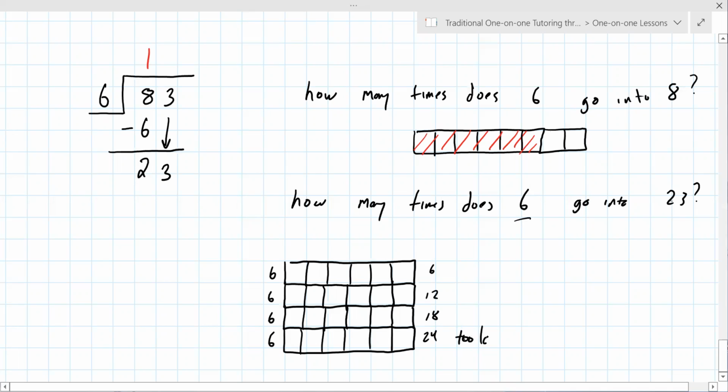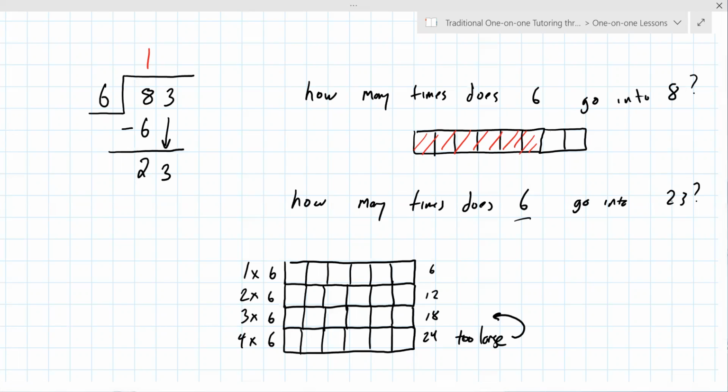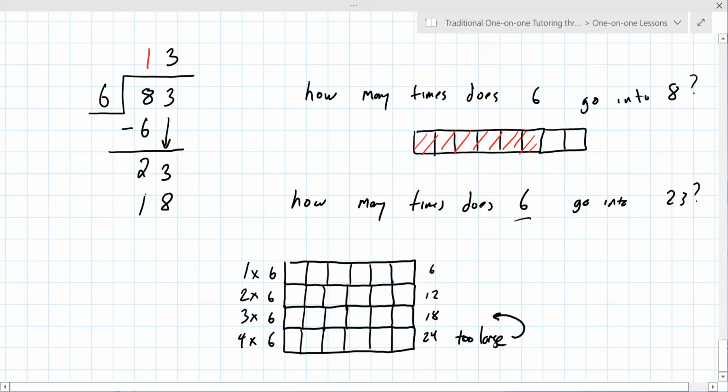Do you see that? So it's not 4 times, right? And here's 1 6, and then you got 2, and then you got 3, and then you got 4. So 24 is too large. So you have to go back to the previous one. So how many 6s go into 23? How many complete 6s? Did you say 3? Yes, there's 3. And then 3 times 6 is 18. So now you subtract.